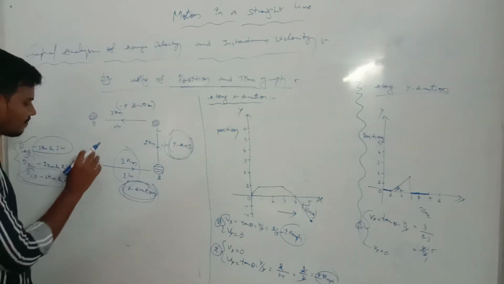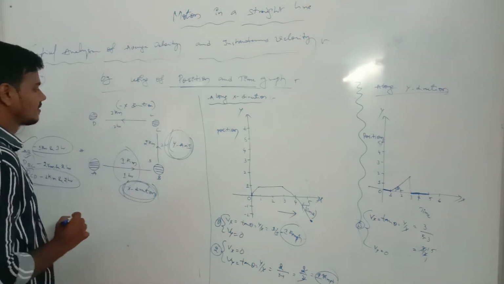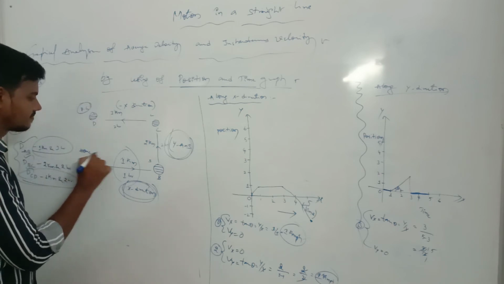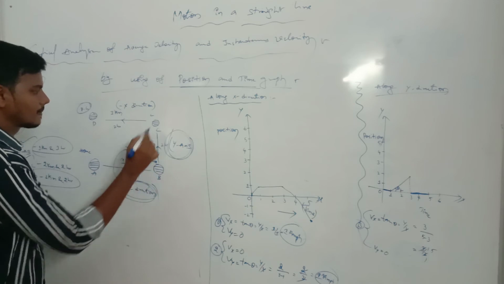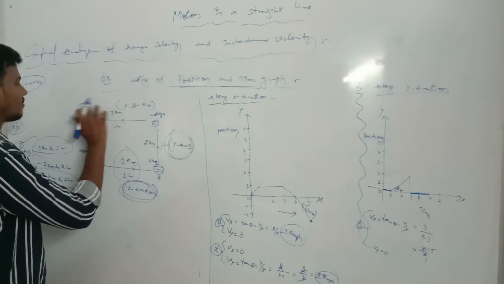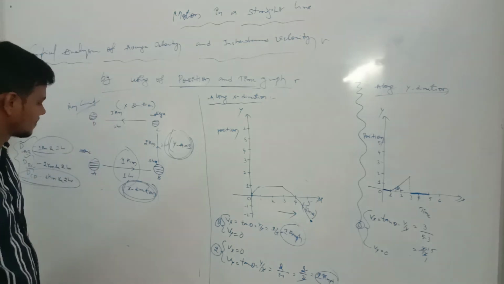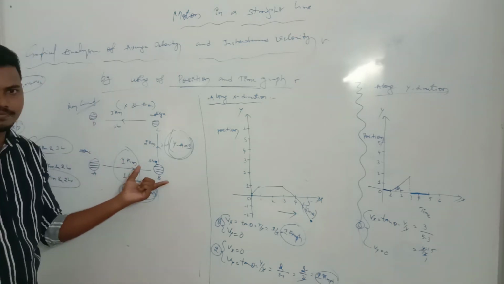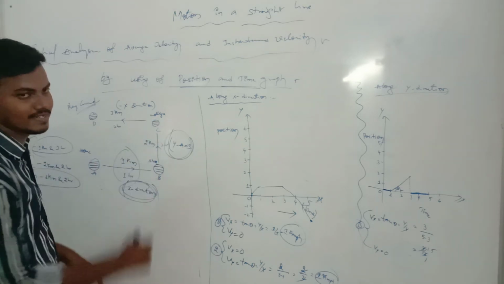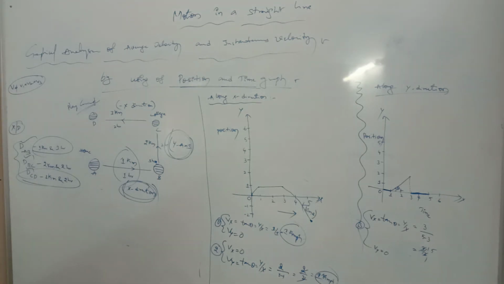For example, this is the home, this is the shop, this is the college, and this is the playground. There are 4 positions. I started from home to shop, this is 1 kilometer and 1 hour. Shop to college, 2 kilometers and 2 hours. College to playground, this is 3 kilometers and 2 hours. Okay, these are the positions.